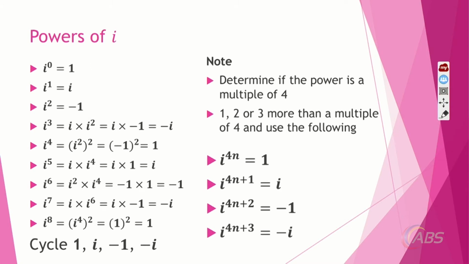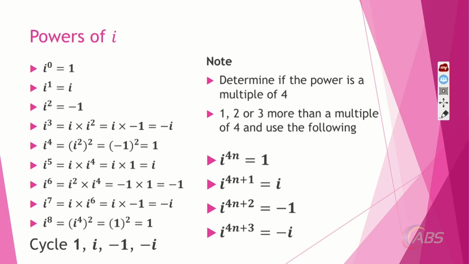As we can observe from i to the power 0 to i to the power 8, the pattern repeats: 1, i, negative 1, and negative i. Essentially, if we look at the values, i to the power 0 gives us 1, i to the power 4 gives us 1, and i to the power 8 gives us 1. That is essentially i to the power 4n. 4 times 0 would give us 0, and that would give us a value of 1. i to the power 4 times 1 gives us 1, and i to the power 4 times 2, which is 8, gives us 1.